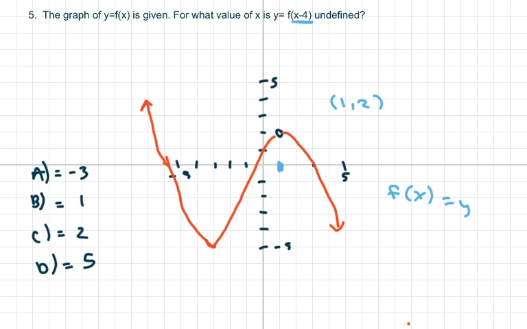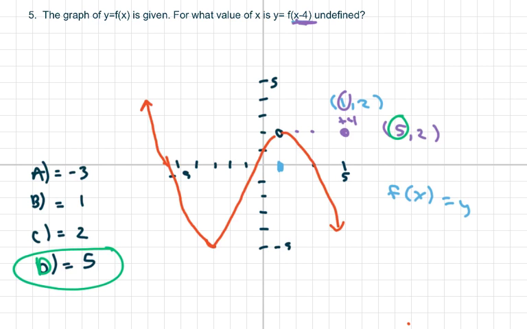Now since we're shifting it to the right, 1 is where it's undefined, but we're shifting it to the right by 4. You add 4 to that. You're shifting the graph over. So it'd be undefined at 5. So your x would be 5. So the answer is D.